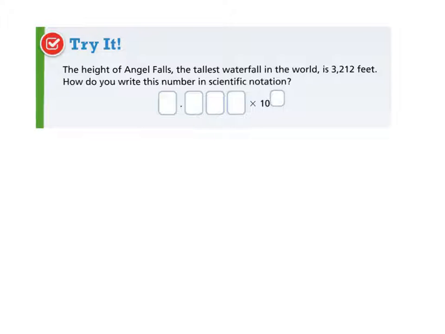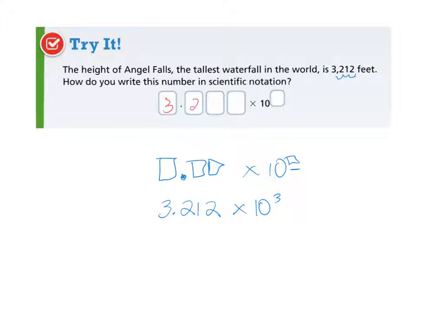But in any case, I know I've got to get this to the form of some number that basically is non-zero but less than 10. It's got to be at least a single digit times a power of 10. So to get the decimal to where it needs to be, I basically have to move the decimal to right between the 3 and the 2. So in this case, 3.212 times. Now, what's the power of 10? Well, I moved the decimal 3 times, so that becomes the power of 10 that we'll use. So our final answer here, 3.212 times 10 to the third.